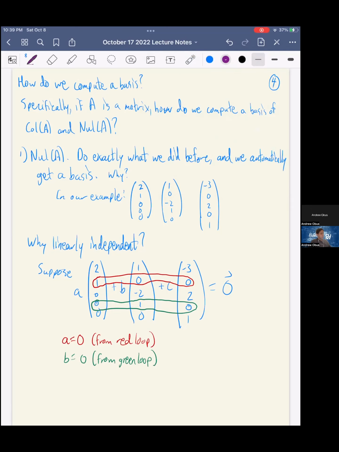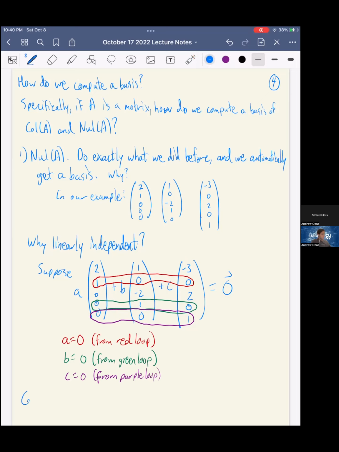And then lastly, let me use purple. If I look at the fifth position, same idea. If I have A times this vector plus B times this vector plus C times this vector equals 0, then it needs to be 0 in the fifth position, which means this coefficient needs to be 0. And so C is equal to 0. This is from the purple loop. So all in all, if we have a linear combination equal to zero, we just showed that all of the coefficients have to be 0.